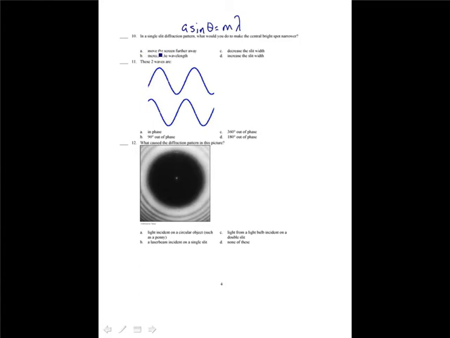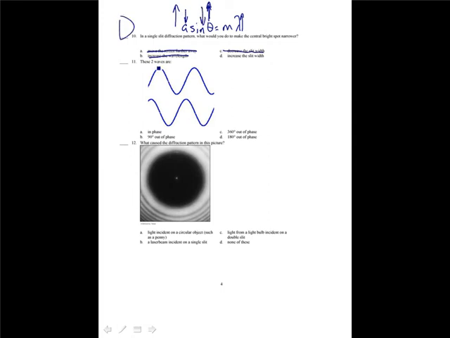If you move the screen away, that just makes theta bigger. It makes them spread out more. If you increase the wavelength, that increases lambda, or theta rather. If you decrease the slit width, if you make it smaller, that makes theta go up, so that's not it. If you increase the slit width, that makes theta go down, so the answer is D.